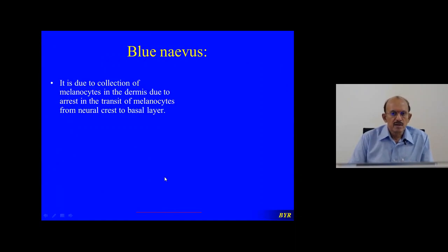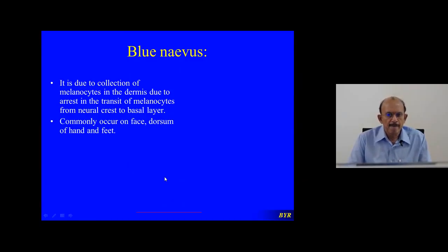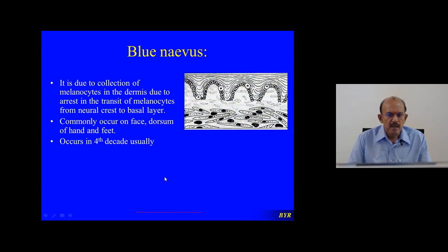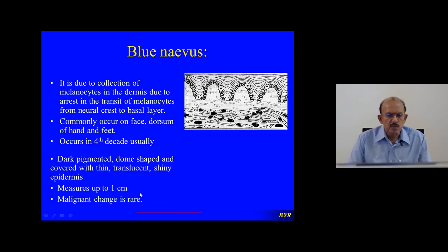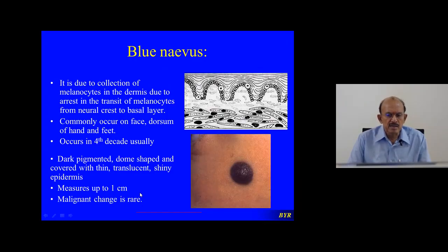Then blue nevus. It is due to a collection of melanocytes in the dermis due to arrest in the transit of melanocytes from the neural crest to the basal layer. Commonly occurs on the face, dorsum of the hand and feet. They occur in the fourth decade usually. They manifest as dark pigmented dome-shaped lesions covered with thin, translucent, shiny epidermis. Measures up to 1 centimeter. Malignant change is rare in this case. Earlier it was thought that they can become malignant later, but they do not become malignant. This is blue nevus.